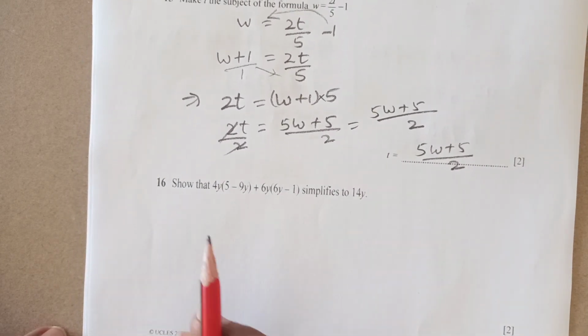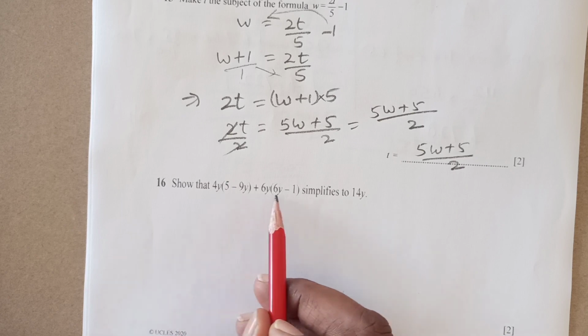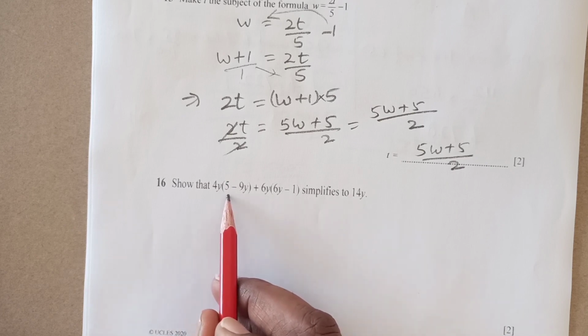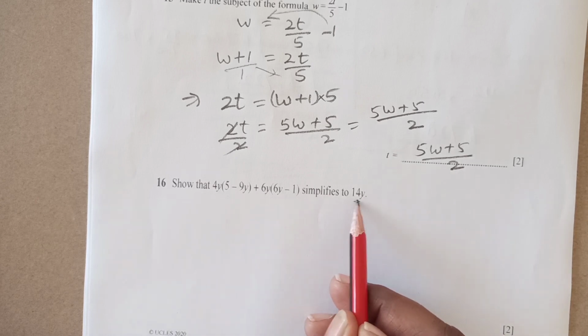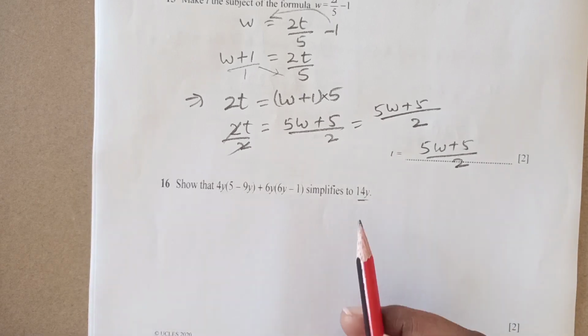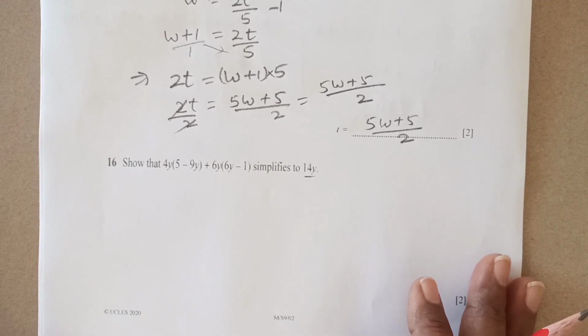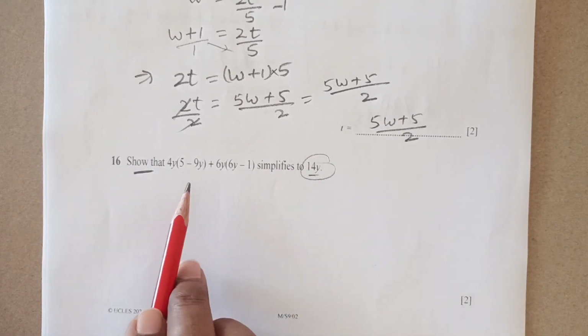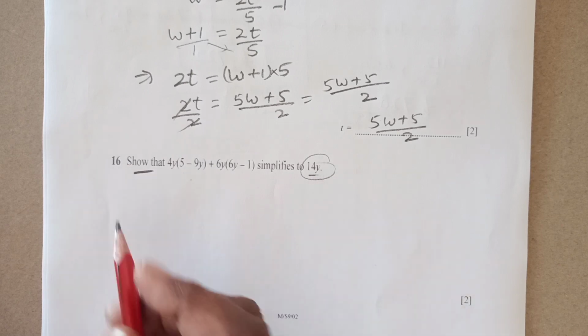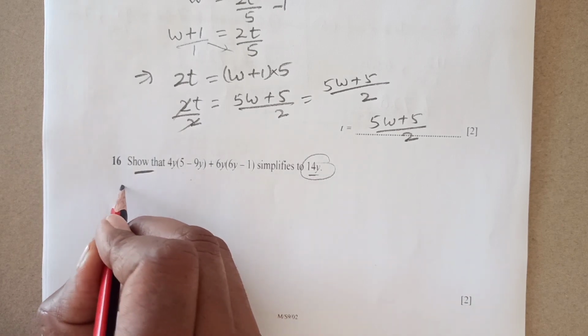Now number 16. We have 4y times (5 minus 9y) plus 6y times (6y minus 1) simplifies to 14y. You should be happy whenever these kinds of questions show the answer, so you have the answer there. So when you solve this, your answer should be this one. So let's do it one by one.